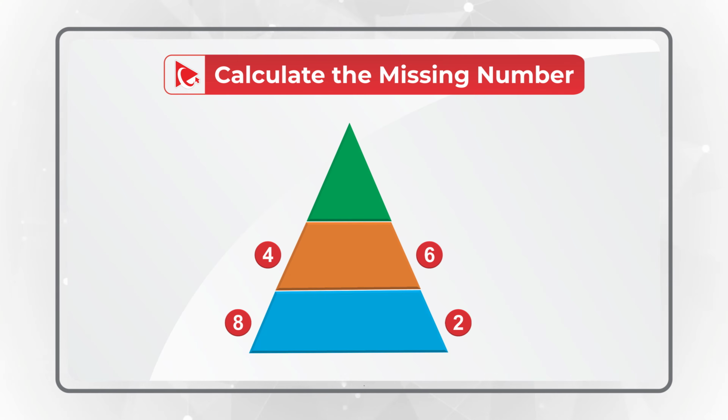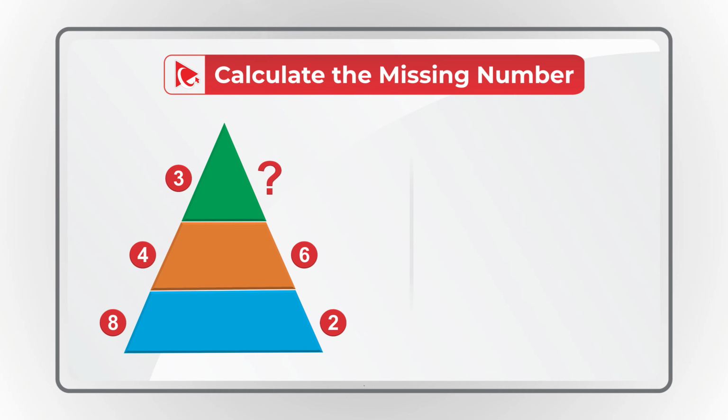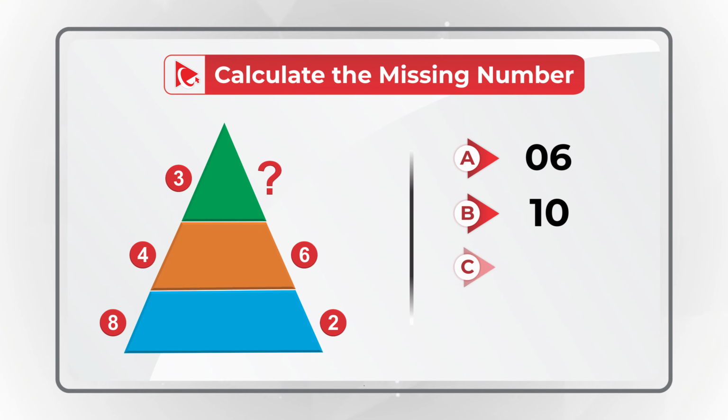And on the top of the triangle, you see number 3 on the left, and on the right, you need to calculate the missing number. You're presented with 4 different choices. Choices A, 6, choice B, 10, choice C, 7, and choice D, 2. Do you see the answer?